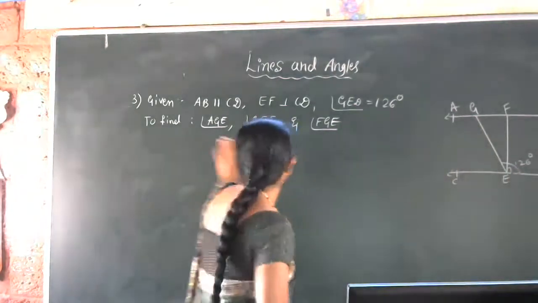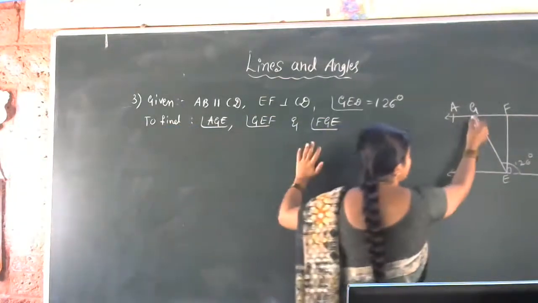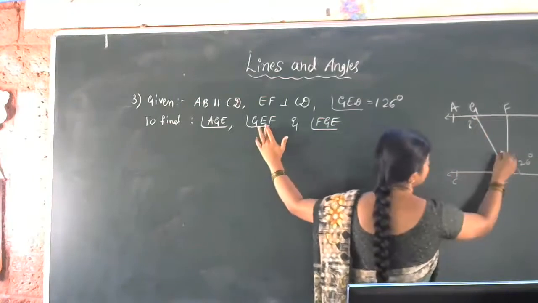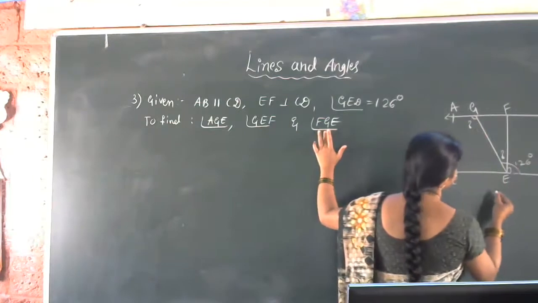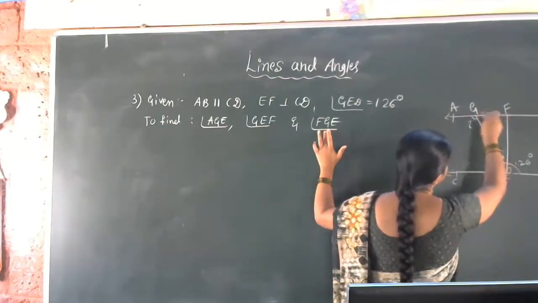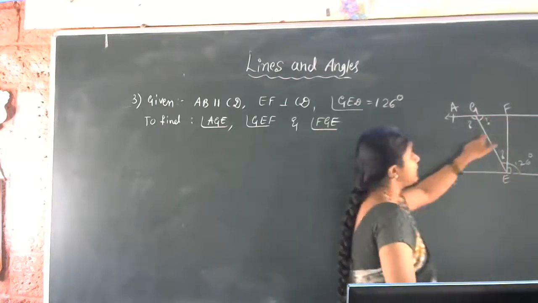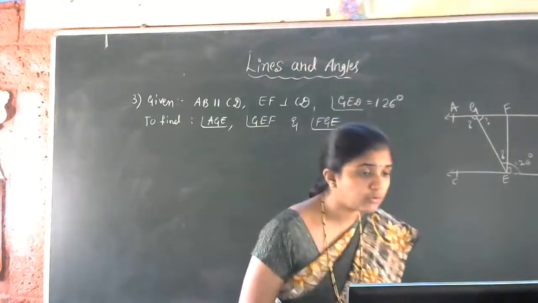Now what do we have to find? Angle AGE, here one angle with a question mark. Then GEF, this angle is a question mark. Then FGE, this angle is also a question mark. So I put question marks for the unknown angles, and we have to find them.